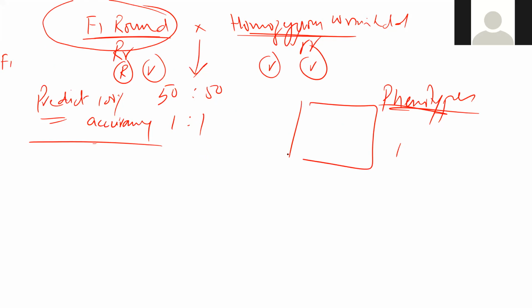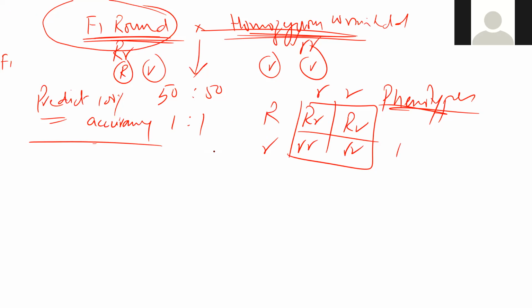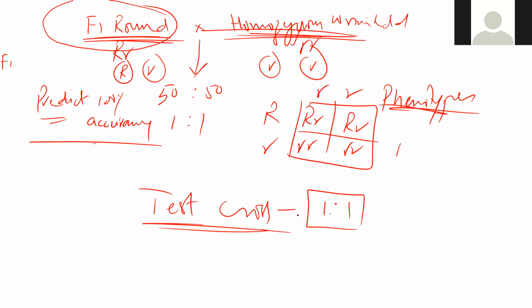When you have this Punnett square, small r, capital R, it will be 50-50. In such a cross, when we take F1 heterozygous cross with homozygous recessive parent, such a cross is called test cross. And remember, test cross will always give you 1:1 ratio between the dominant trait, round, and recessive trait. Clear? Is there any question?